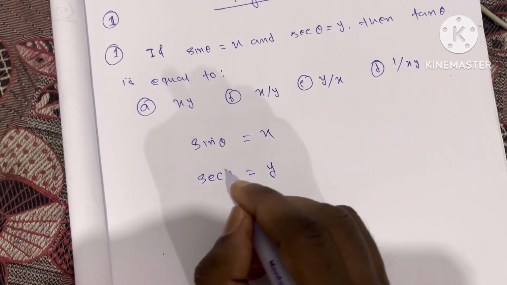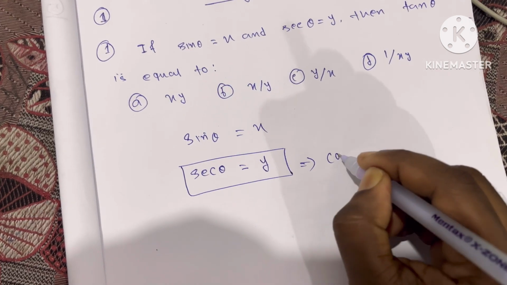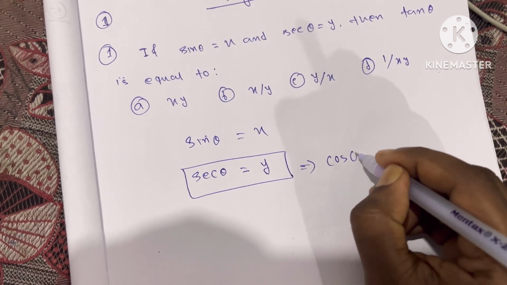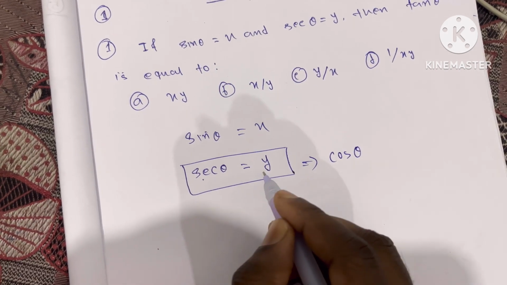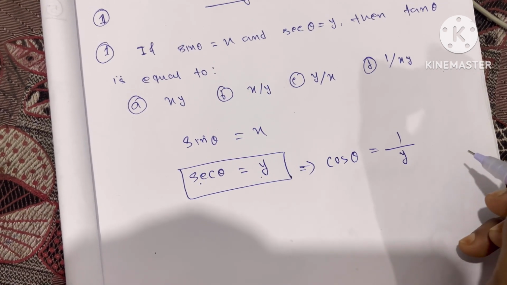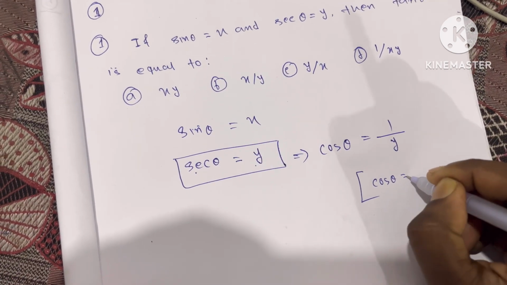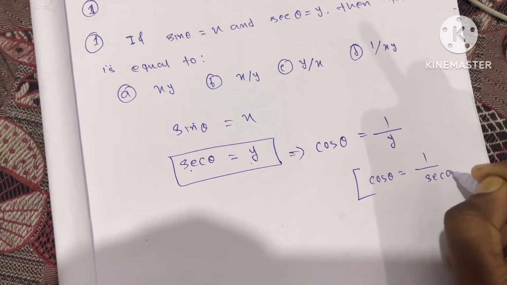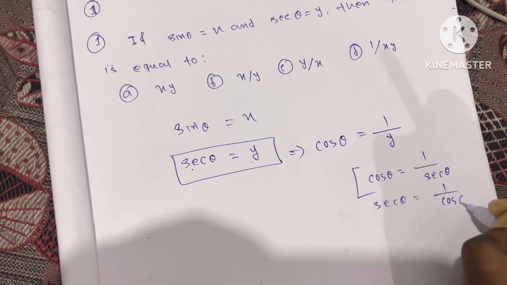And sec theta is equal to y. So from this sec theta, we can find the value of cos theta, because cos theta and sec theta are reciprocal to each other. That means if the value of sec theta is y, cos theta will be 1 by y, because cos theta is equal to 1 by sec theta, and sec theta is equal to 1 by cos theta. Okay.